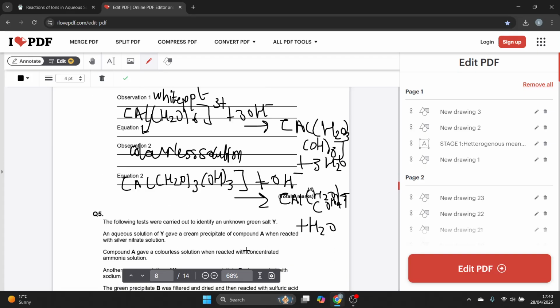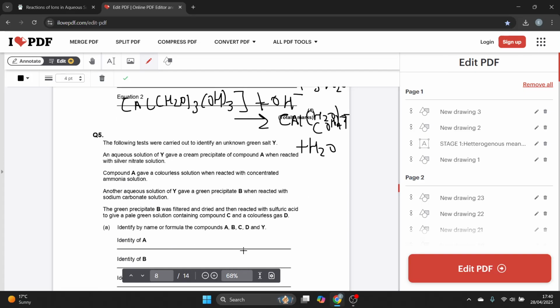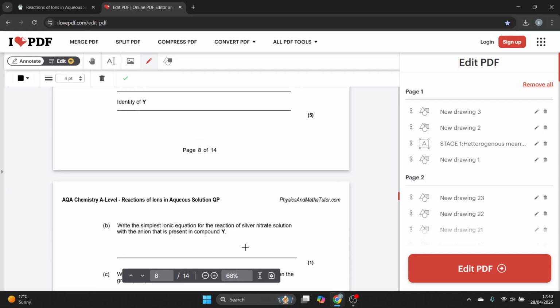Question 5. I only got 3 more pages. Question 5. The following tests were carried out to identify unknown green salt Y. An aqueous solution of Y gave a cream precipitate of compound A when reacted with silver nitrate solution. Compound A gave a colorless solution when reacted with concentrated ammonia solution. Another aqueous solution gave a green precipitate when reacted with sodium carbonate. Identify the names and formulae of the compounds. 5 marks.